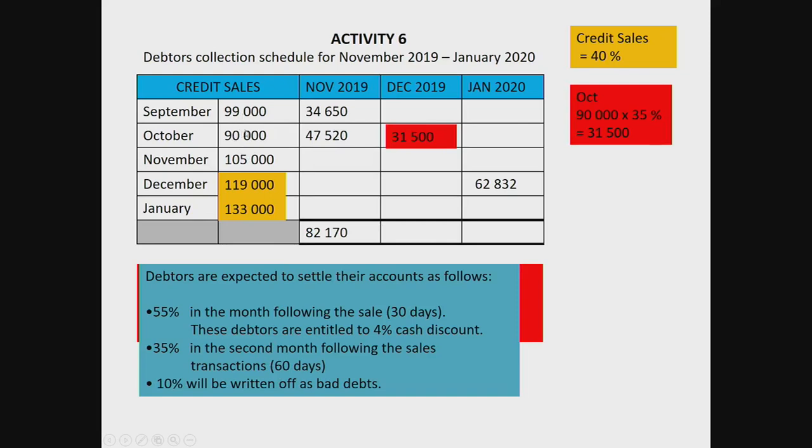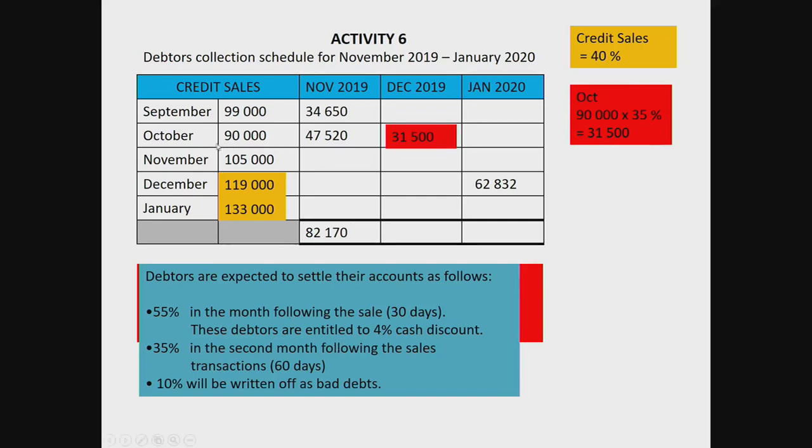So I'm in October, 55 minus 4% I'm getting in November, and then I'm getting 35% in December. We don't collect the 10% because the 10% is seen as bad debts, and bad debts is classified as a non-cash item. We won't be getting that 10% from the debtor. That's the amount of money that we'll be losing that we'll have to create an expense called bad debts.